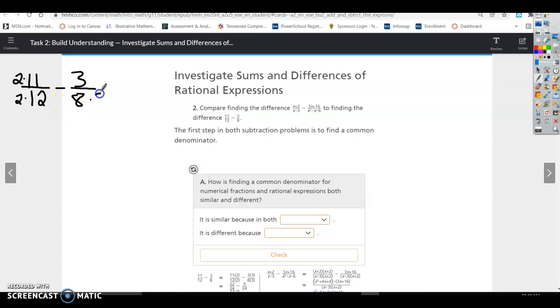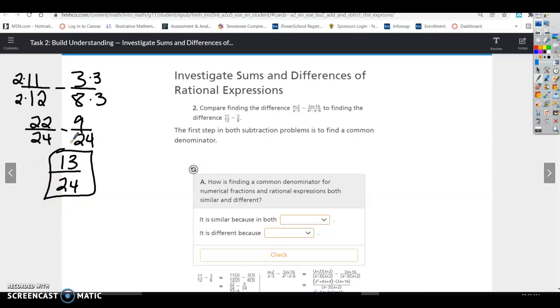If I multiply 8 by 3, that gives me 24. Again, I have to do the same thing to the numerator as I do to the denominator, so I'm not changing the problem. This gives me 22 over 24 minus 9 over 24. Once I have a common denominator, I keep that denominator and simplify just the numerator. 22 minus 9 is 13, and this would be my fraction simplified.